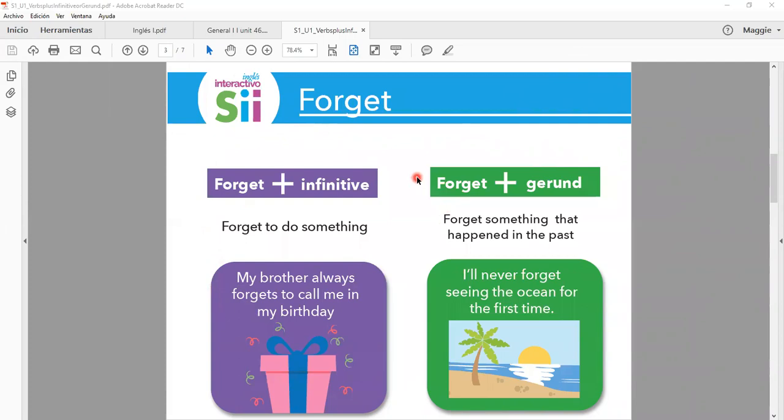Whenever we use forget plus gerund, we refer to something that happened in the past that we don't forget. For example, I'll never forget seeing the ocean for the first time. It is something that happened in the past and I don't forget it ever.